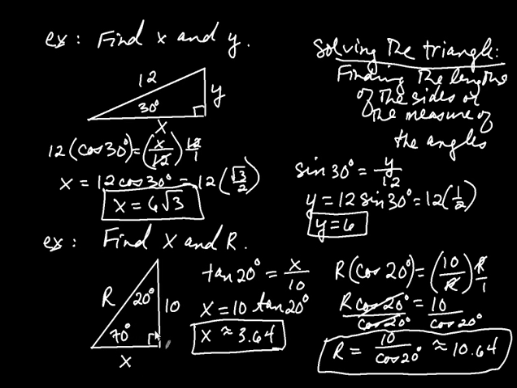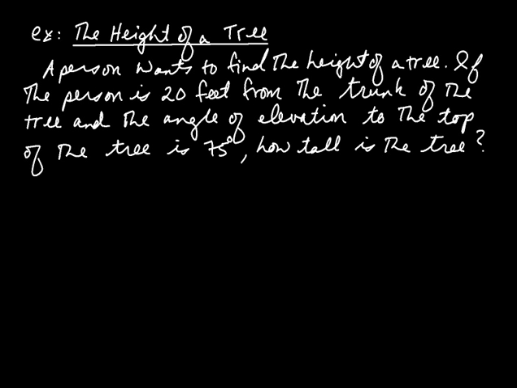All right. Okay, so now that we know how to work with the definitions of the trig functions in right triangle trigonometry, let's try an application. Okay, so we're looking for the height of a tree. A person wants to find the height of a tree. If the person is 20 feet from the trunk of the tree, and the angle of elevation to the top of the tree is 75 degrees, how tall is the tree?